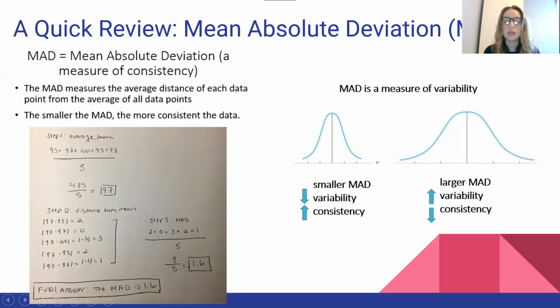decrease in consistency. And remember that to calculate the MAD, we first take the average of all of the values, then we find the distance from the average of each of the data points, and then the last step is we take the average of those distances. Okay, so this is just a quick overview for you.